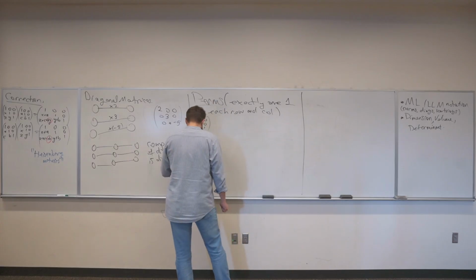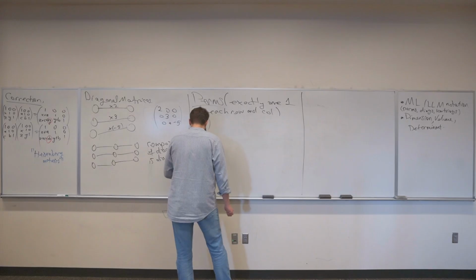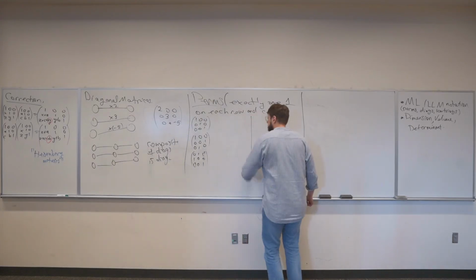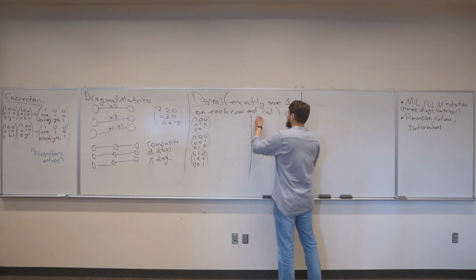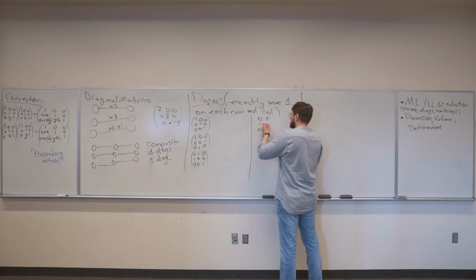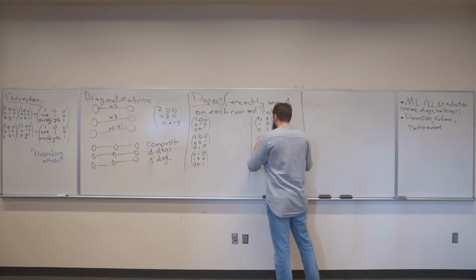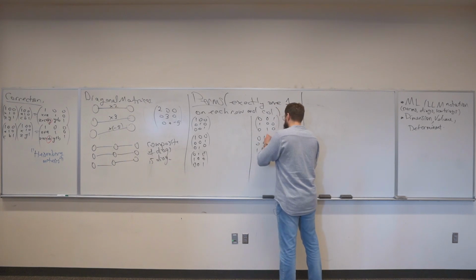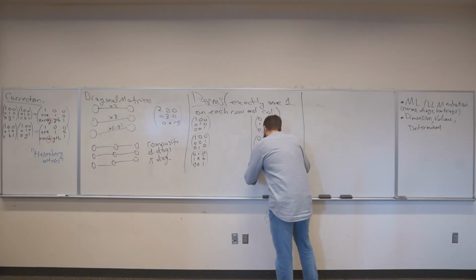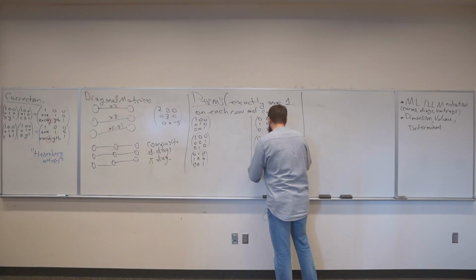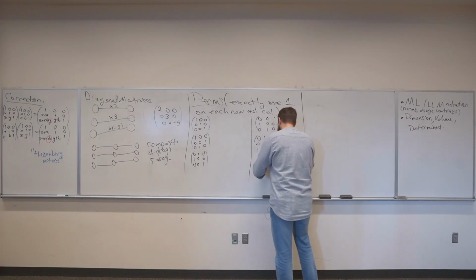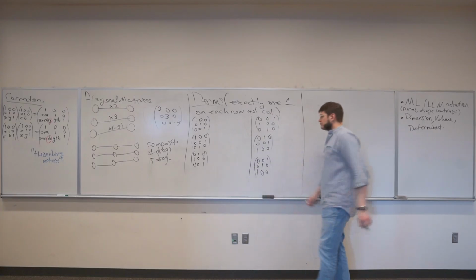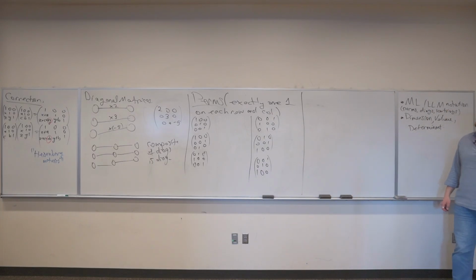Like this, and then like this, and then I have 0, 1, 0, 0, 0, 1, 1, 0, 0. I have 0, 0, 1, 1, 0, 0, 0, 1, 0, 0, 0, 1, 0, 1, 0, 1, 0, 0. These are all possible 3 by 3 permutation matrices.